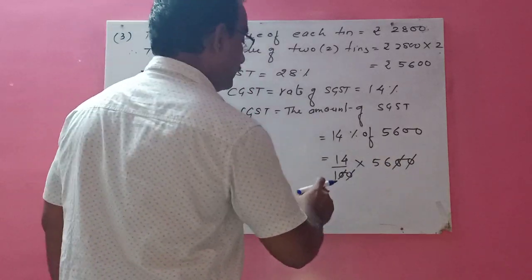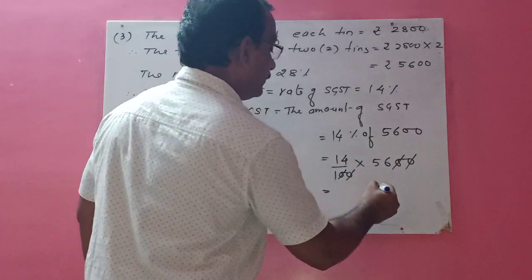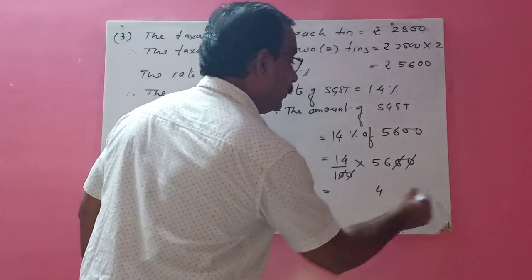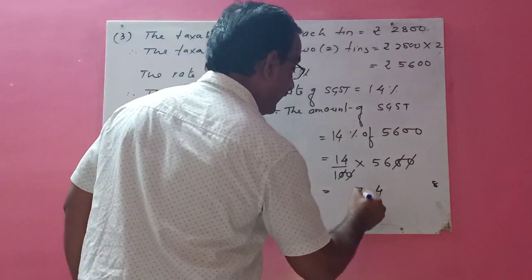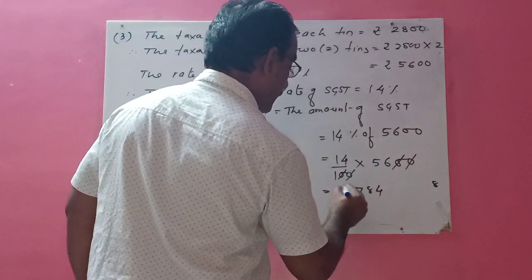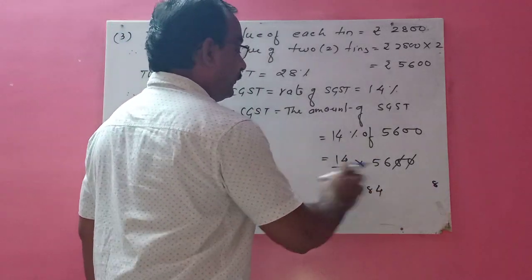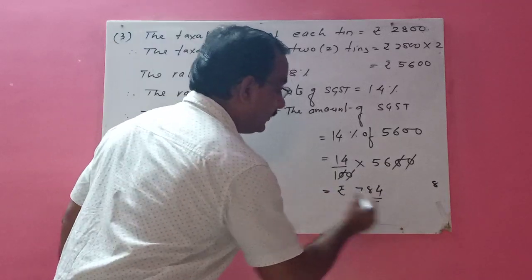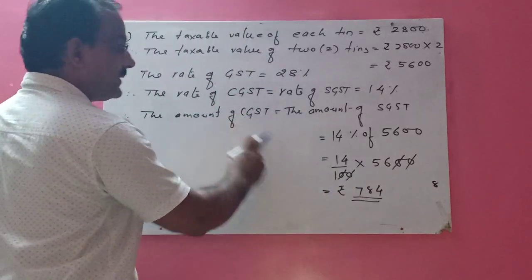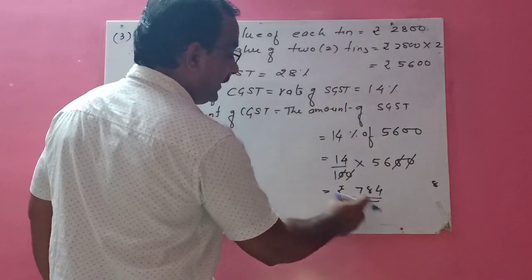14 6s are 84, 8, 14 5s are 70 and 8 is 78. Right? 14 6s are 84, 8, 14 5s are 70 and 8 is 78. So this is the amount for CGST as well as the amount for SGST: 784.